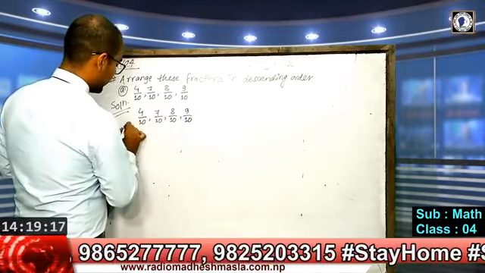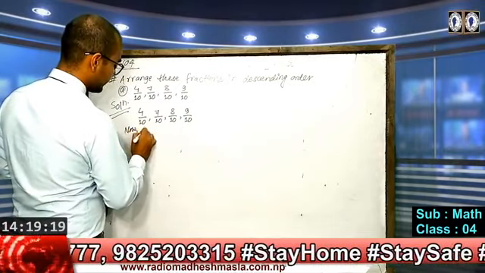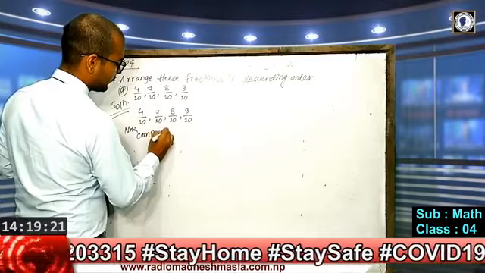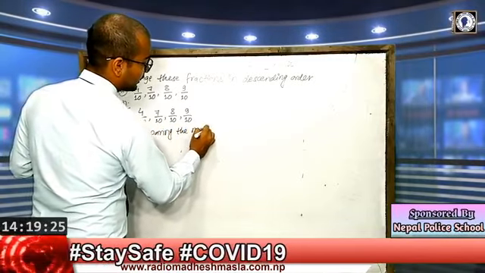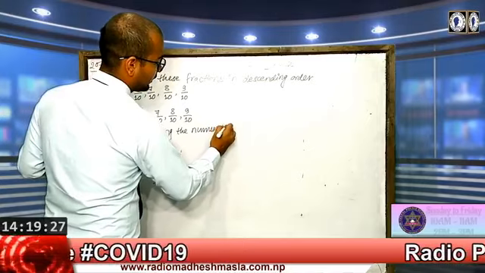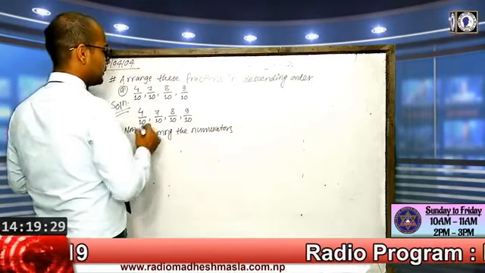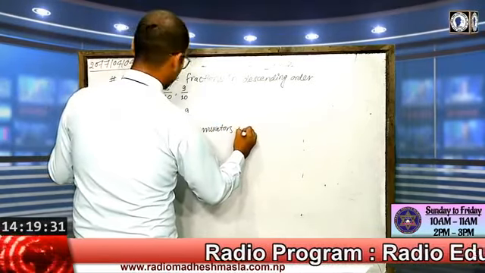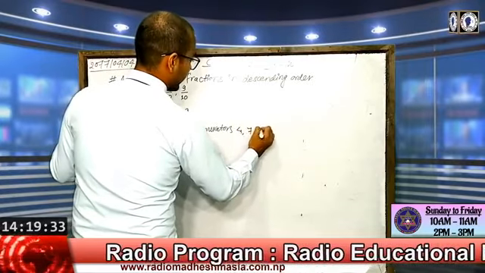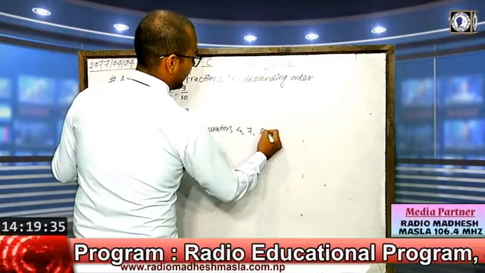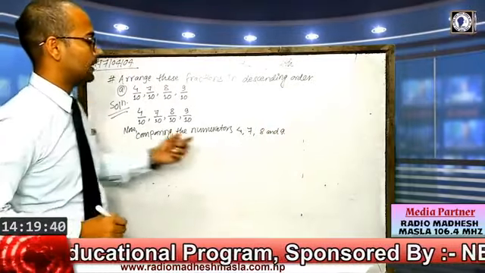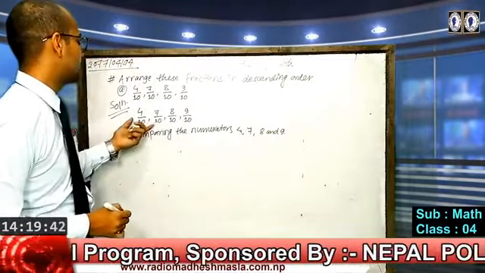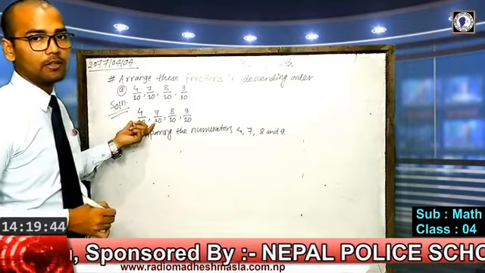Yes, now comparing the numerators. Yes, so what are the numerators? We have numerator 4, 7, 8 and 9. Yes, these 4 are the numerators of the given fractions having base 10, or having denominator 10.